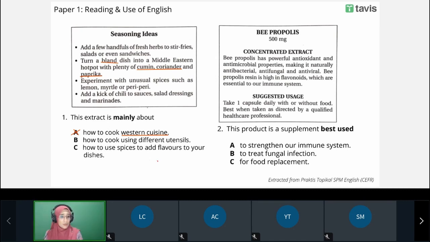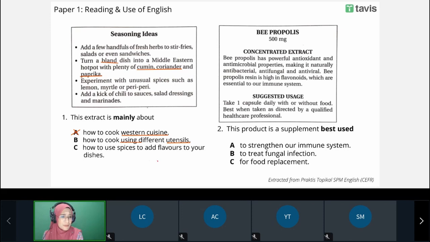No. B, how to cook using different utensils. What is a utensil? So we just try and highlight how to cook using utensils. Those are our keywords, using different utensils. What are utensils? Utensils are your cooking equipment. Is it a tool, I would say? Like your colander, your wok, your spoon, your fork. These are all utensils, right?